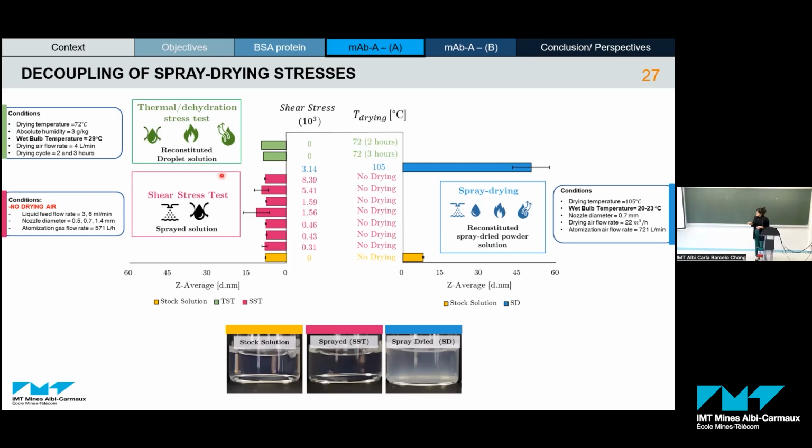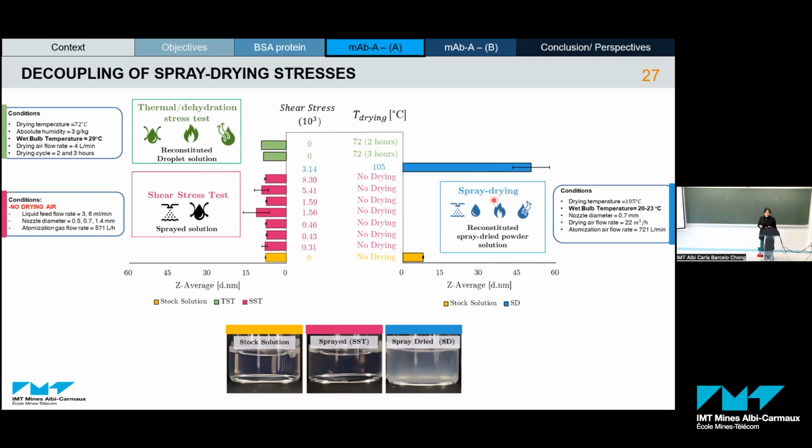Below, we can observe as well that the shear stress test formulation turbidity is not changing compared to the non-treated solution, which is the stock solution. On the other hand, the spray dried formulation to the right shows very high opalescence, which corresponds to the aggregation we are measuring by dynamic light scattering. So when coupling these stresses on our targeted molecule, we have a higher aggregation.